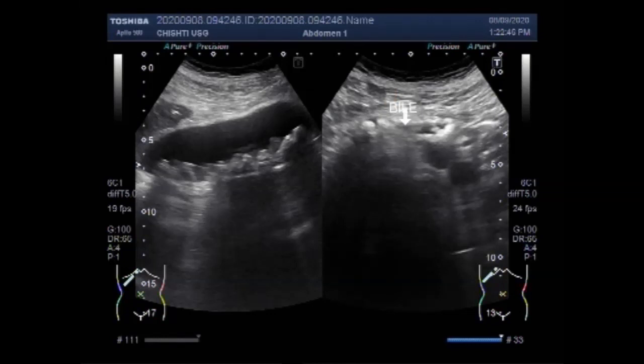Now you can see multiple stones in the bile duct. Quite a number of stones are seen, and these stones are not small, they are large in size. And you can see the posterior acoustic shadowing of the stones seen in the bile duct.